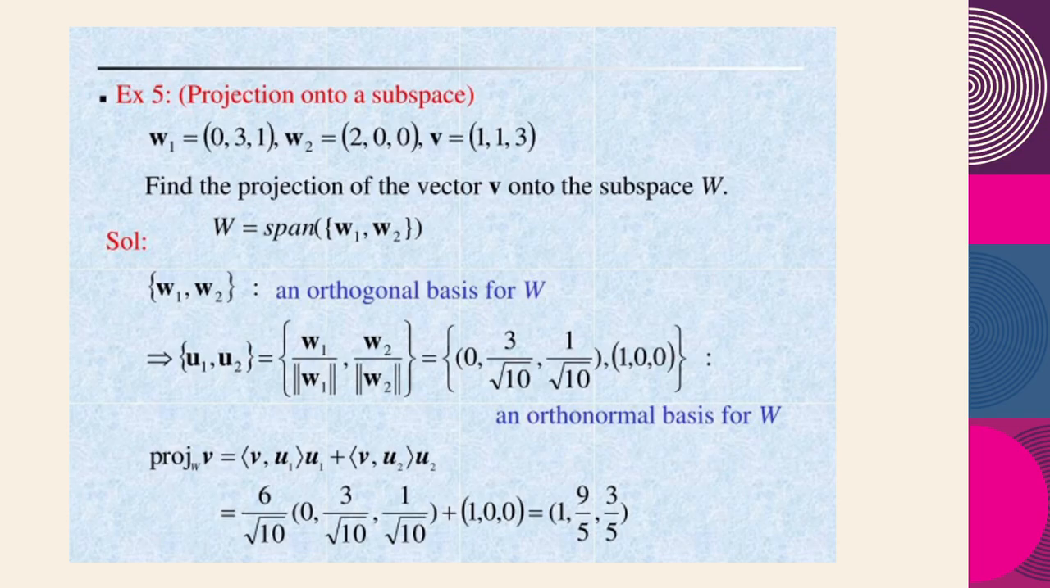Now we apply the projection formula. We compute v dot u1, multiply it by u1, then add v dot u2 multiplied by u2. After doing the arithmetic, our final projection of v onto W turns out to be (1, 9/5, 3/5).